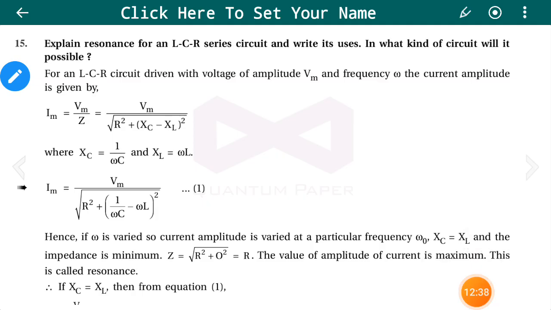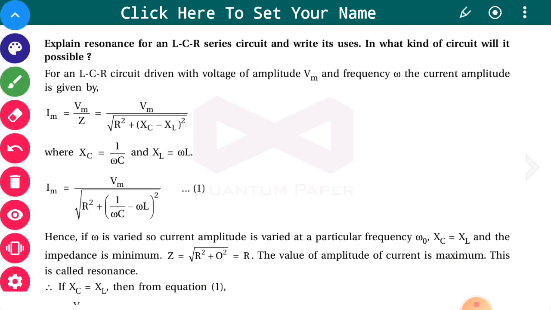Now explain resonance for the LCR circuit. To make resonance means to increase the current in the circuit, that's all. Current is given by our formula Vm upon Z, and Vm upon Z is the equation which is like this. Now try to understand, if you want to increase the current, then the denominator has to be minimized.